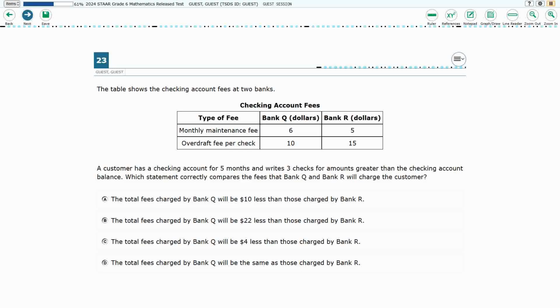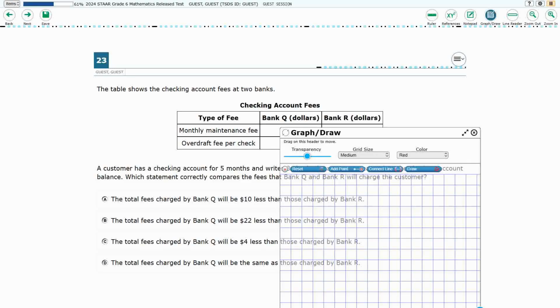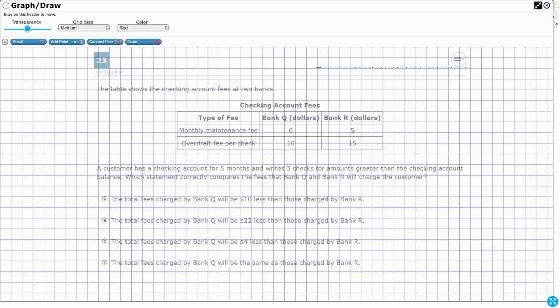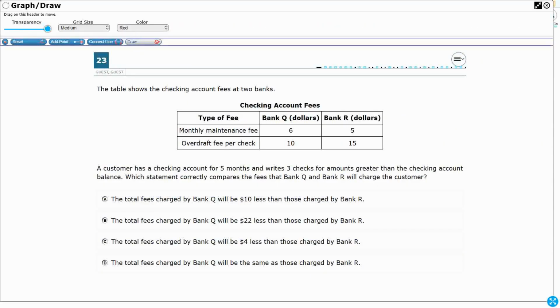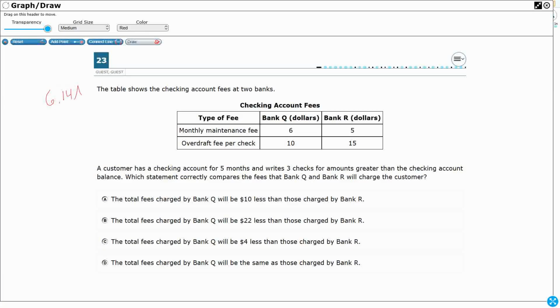And for number 23, we are looking at checking accounts. This is personal financial literacy, specifically 6.14a. And you see that the answer is more about describing. There's a little bit of calculating, but we need to be able to describe the effects of the calculation here. So I've got Bank Q and Bank R, and they both have a monthly maintenance fee and an overdraft fee per check. So here's the situation. Customer has a checking account for 5 months and writes 3 checks for amounts greater than the checking amount.